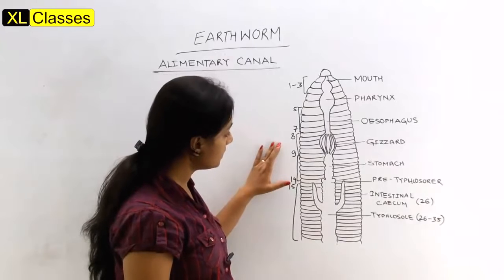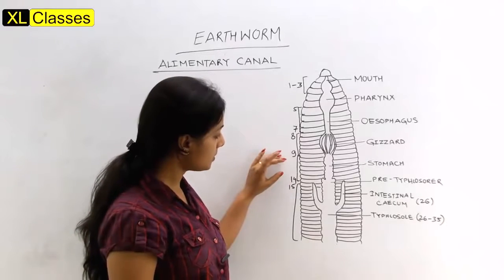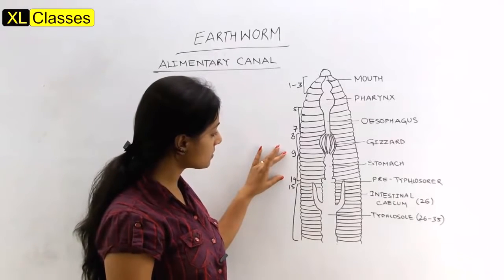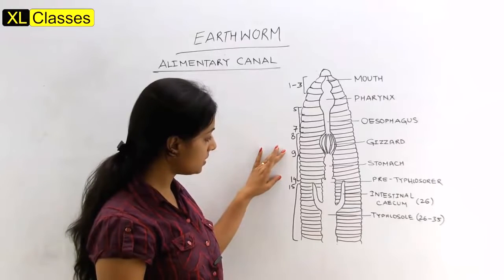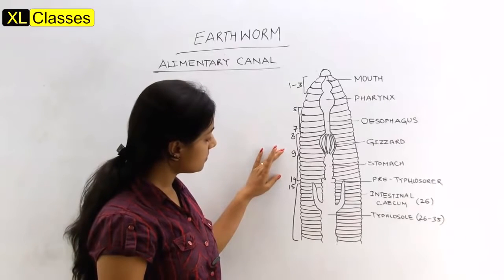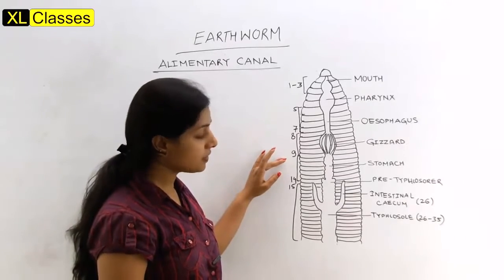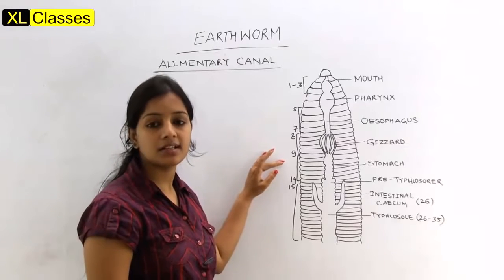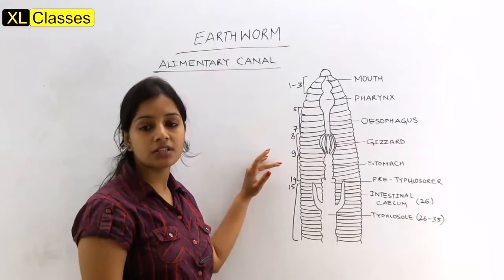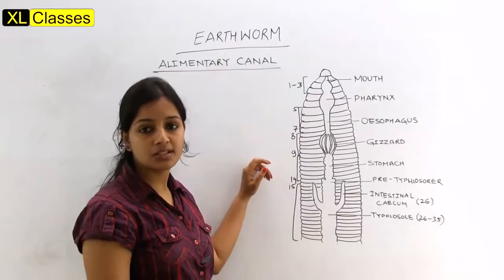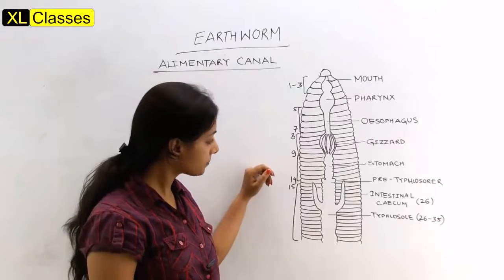The gizzard leads into a stomach. The stomach extends from the 9th segment to the 14th segment. The food of the earthworm is basically decaying leaves and organic materials mixed with soil.